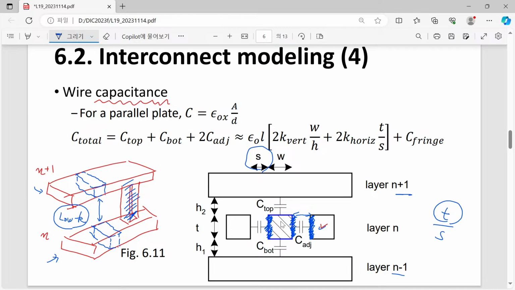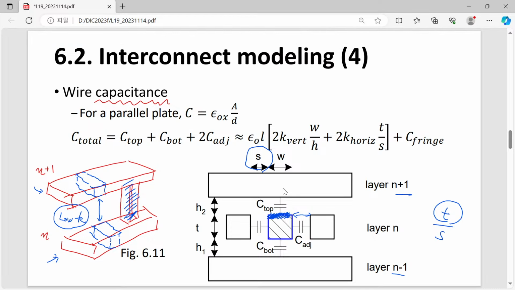On the other hand, please have a look at the opposite case. If we consider this n and n plus 1 interconnection, then in this case we have to say that this width is corresponding to the phase, and distance between nth layer and n plus 1th layer, that is given as the distance. So are you all with me?